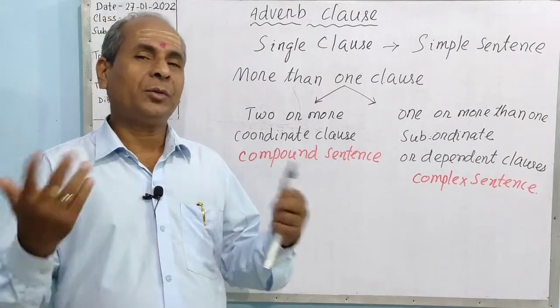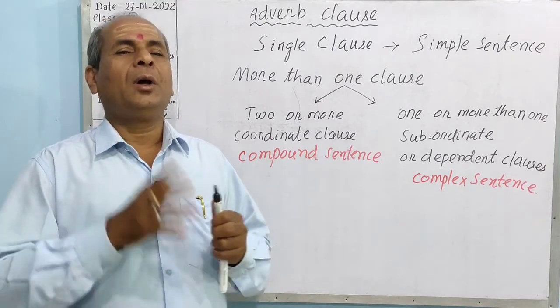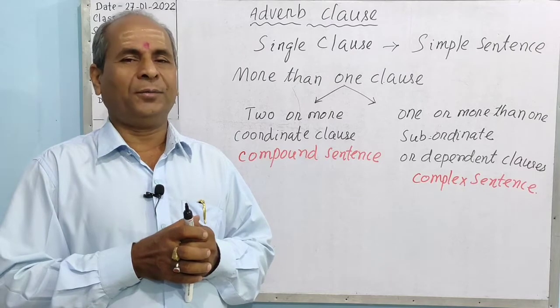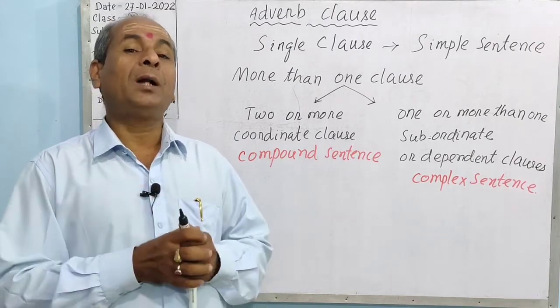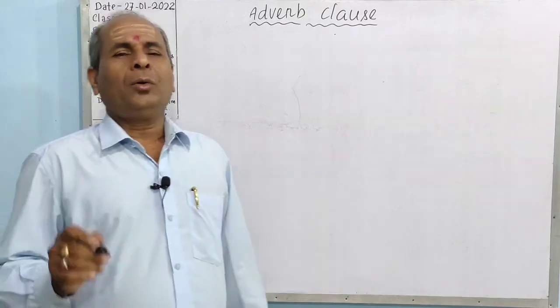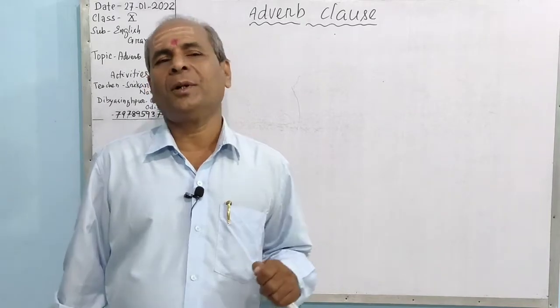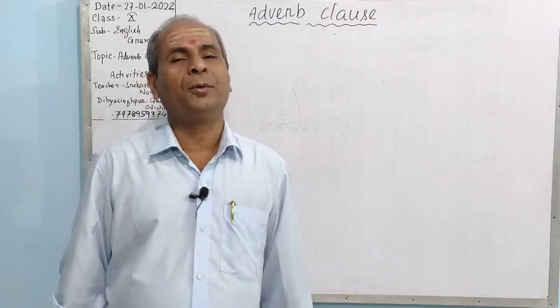So various complex sentences are there. One of them is adverb clause. The clause works as an adverb. So with the examples we will see how many types of adverb clauses are there and what is their role and function. So we see main clause and subordinate clause. Adverb clauses are called adverb clauses because they work as an adverb.